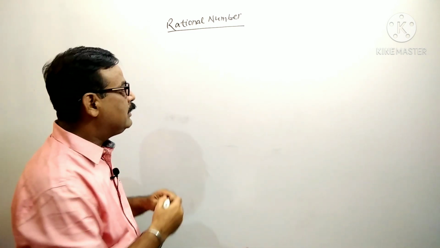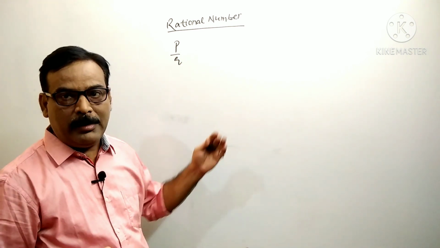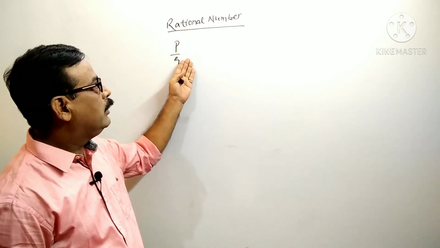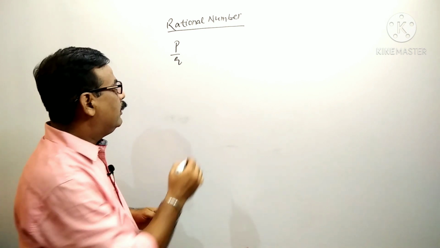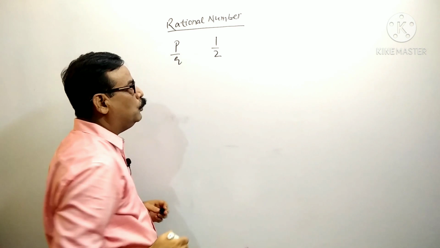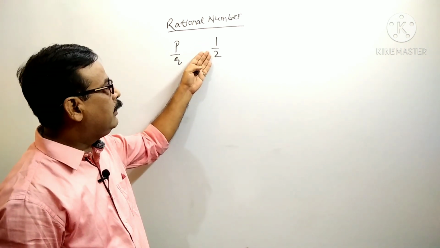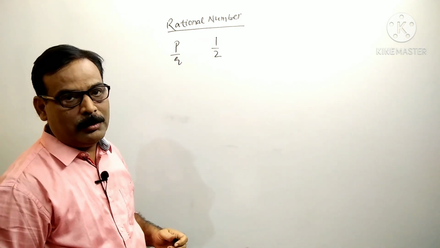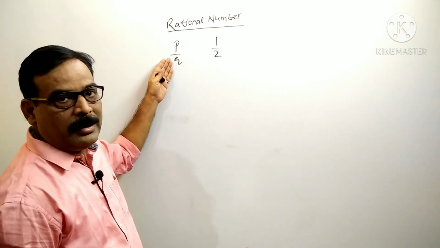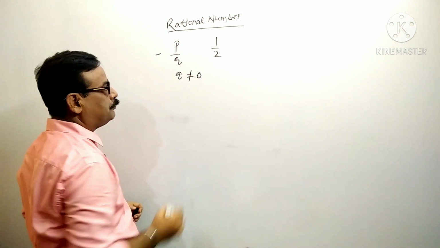Any rational number is in the form of p by q. Suppose a number has a numerator as well as a denominator, and both are integers. I am giving an example of a rational number, suppose 1 by 2. Here are the two integers 1 and 2, both are integers in the form of numerator and denominator. So the first criterion is the p by q form, and another is that q should not be equal to 0.